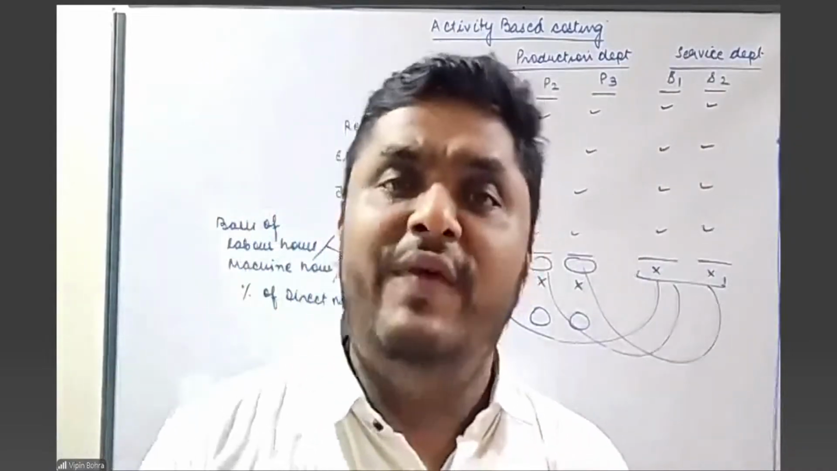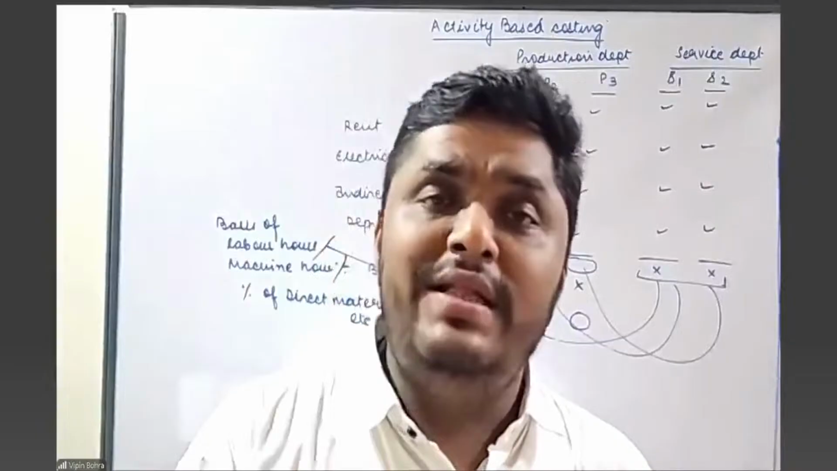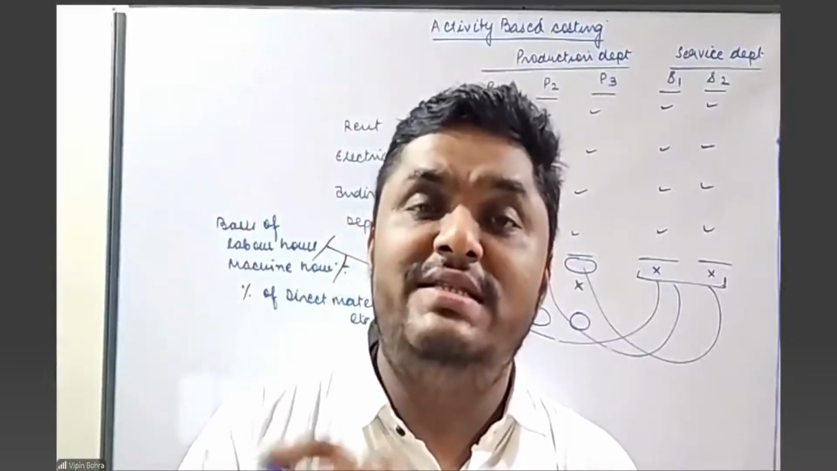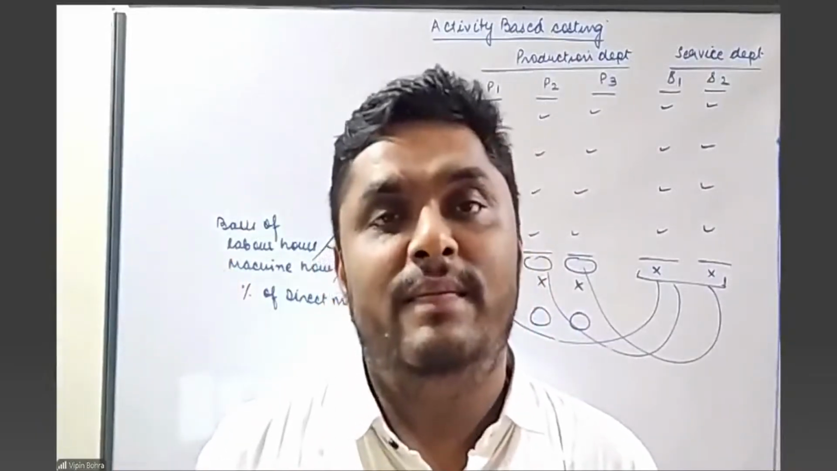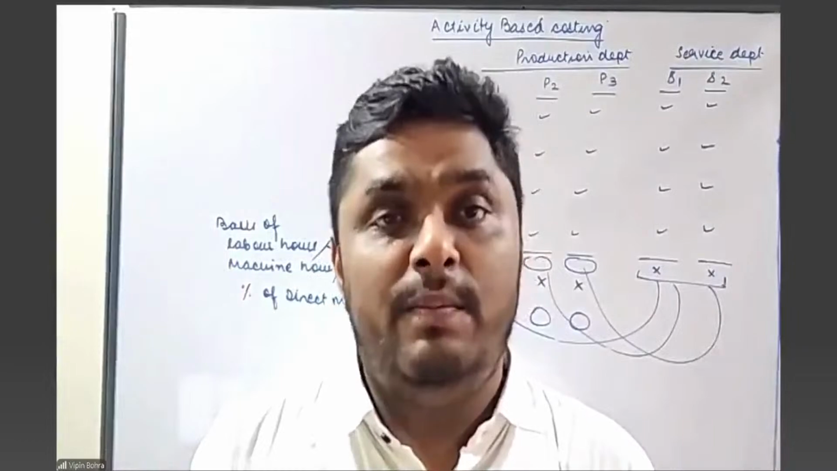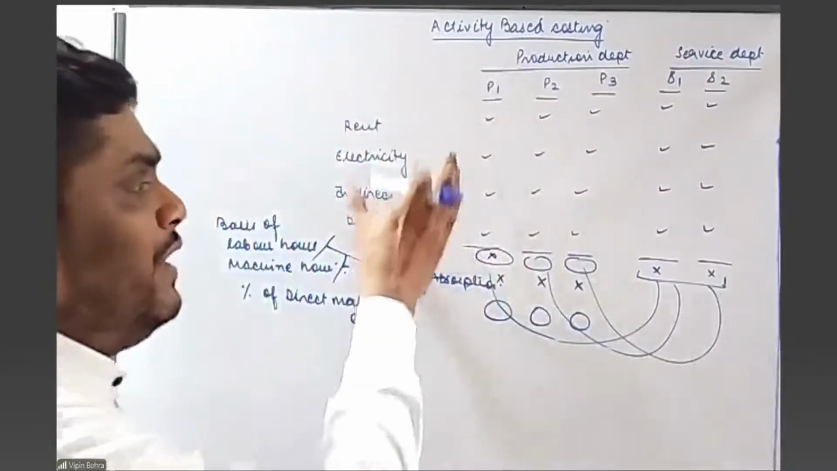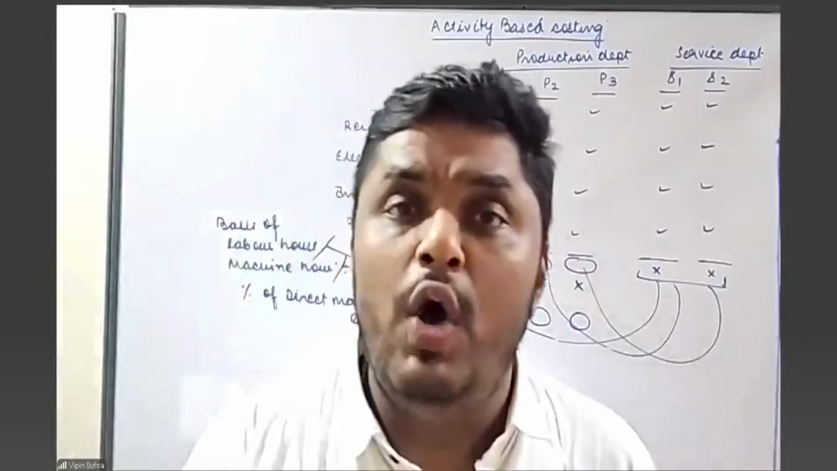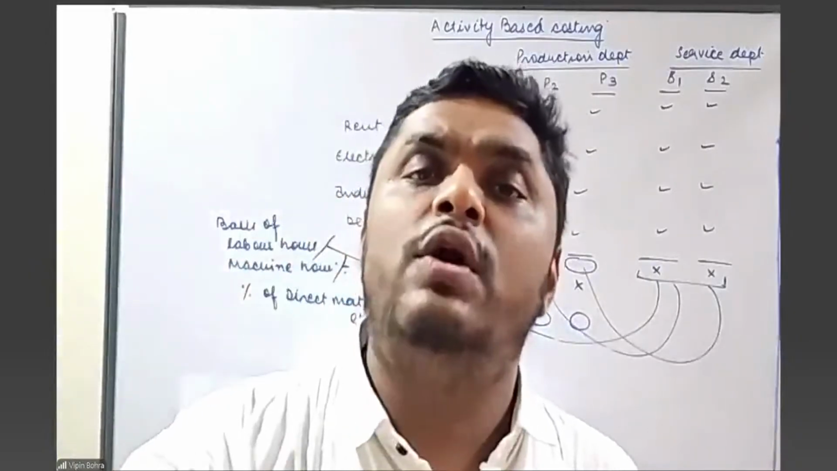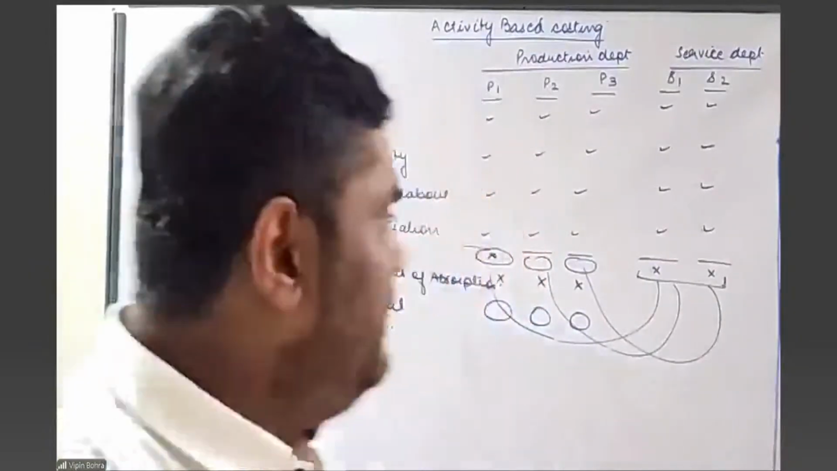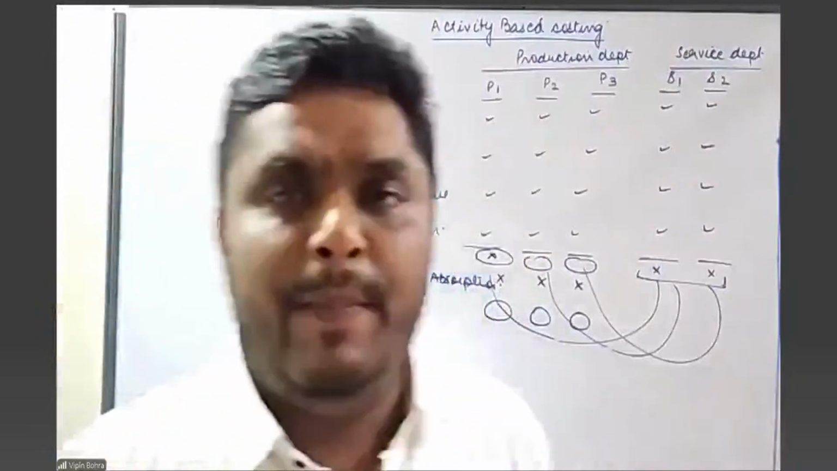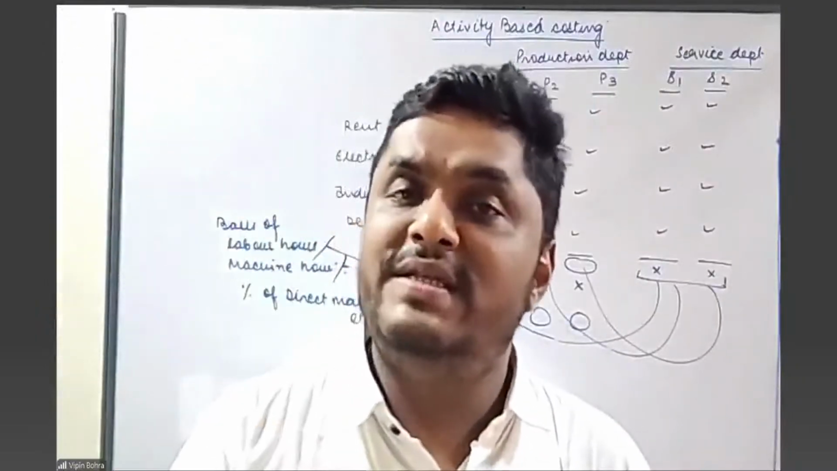So now this is what we learned in overheads. Now activity-based costing says that this approach is incorrect. I have a better approach. What activity-based costing says is, how can you absorb all the overheads on a single basis? Let's say the overheads of production department 1 were absorbed on the basis of labor hours.